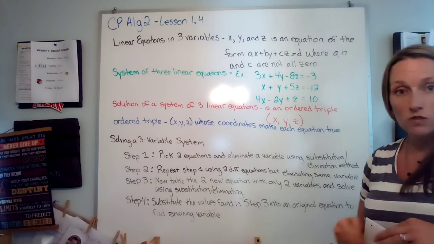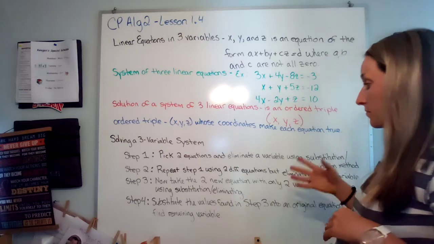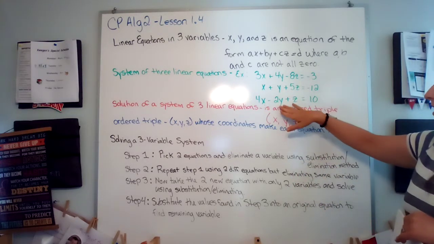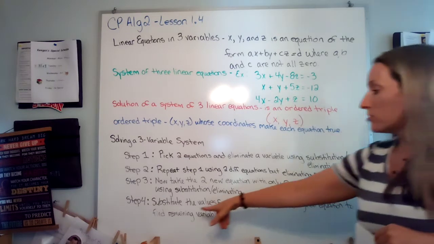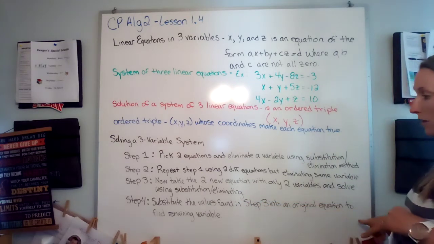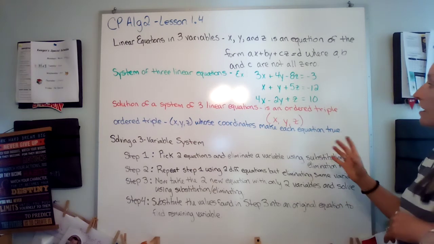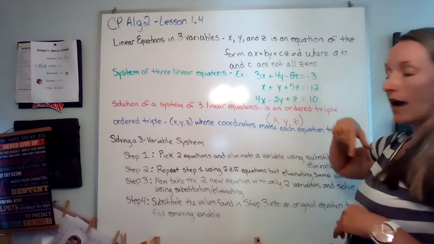You're going to solve using elimination and substitution just like you did in Algebra 1. Once you do that, you'll have, for this example, an answer for what y is equal to and what z is equal to. So what you do is you substitute the values you found in step 3 into an original equation to find the remaining variables. So once I have my answer for y and z, I'm going to plug them back into one of the original equations. That way I can solve for x.